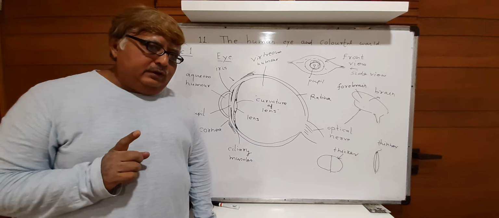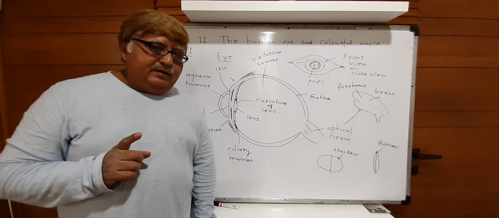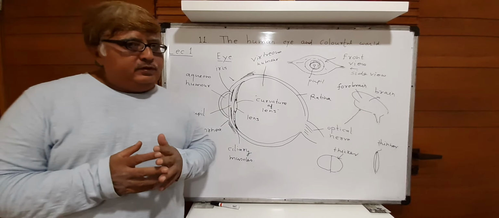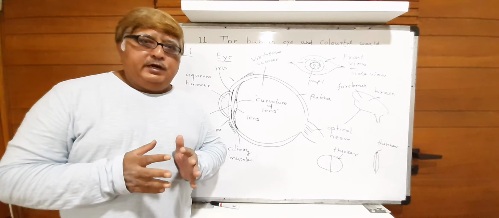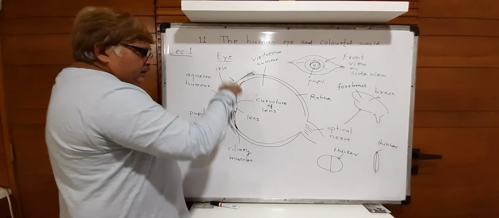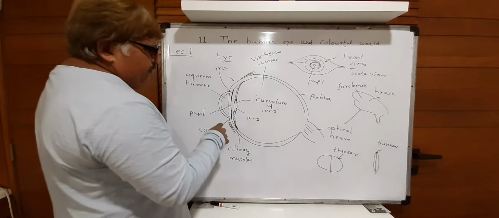You understood? What is the role of the ciliary muscle along with the lens? It tries to adjust the size of the lens, that means its curvature.